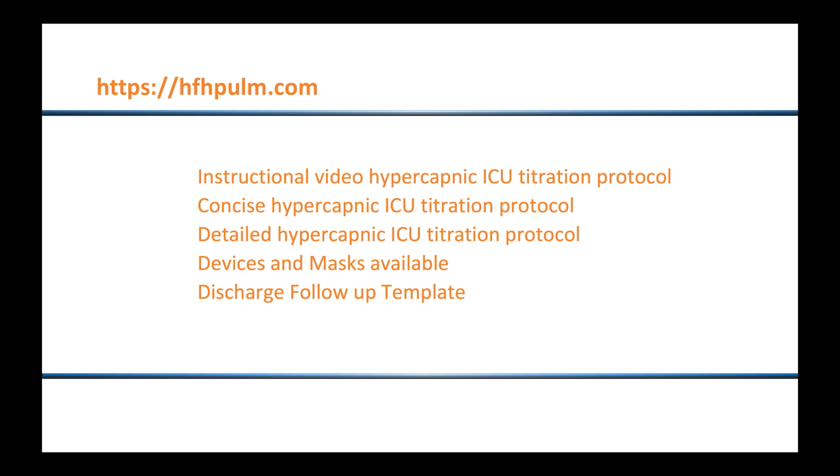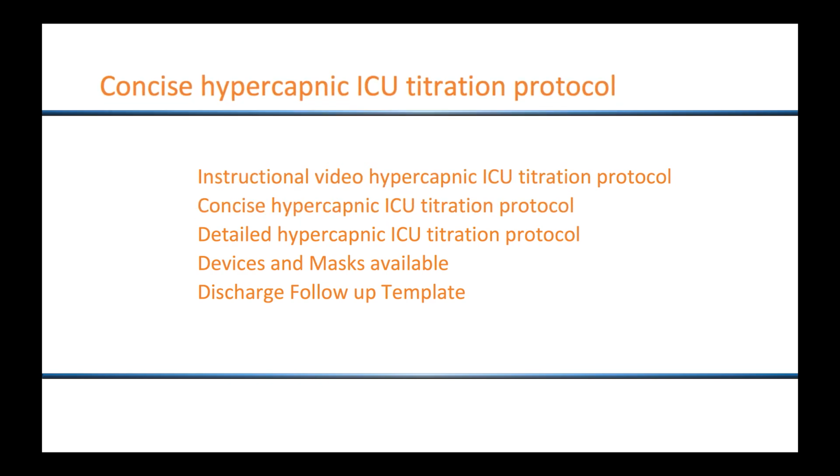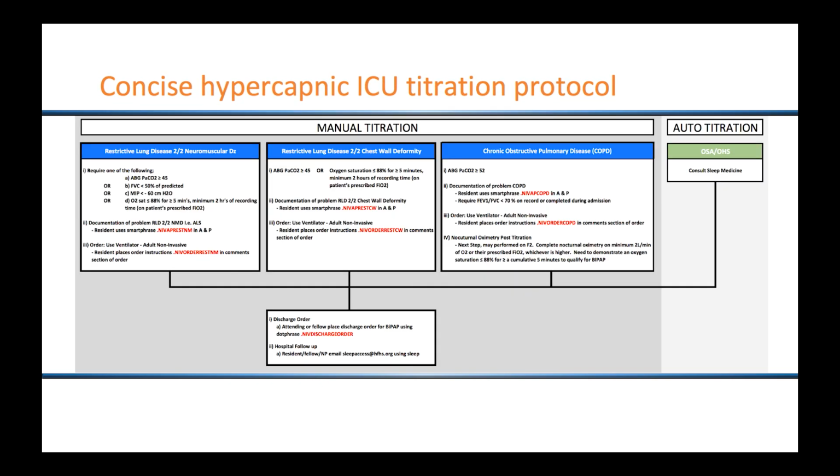Going back to the hfhpalm.com website and looking at the concise hypercapnic ICU titration protocol and selecting it, you get the protocol. At the top, you can see manual titration as well as auto titration, which dictate the type of order that you place. Moving from left to right, we have restrictive lung disease due to neuromuscular disease, restrictive lung disease due to chest wall deformity, COPD, and then OSA-OHS.